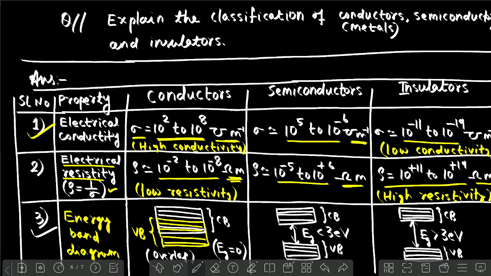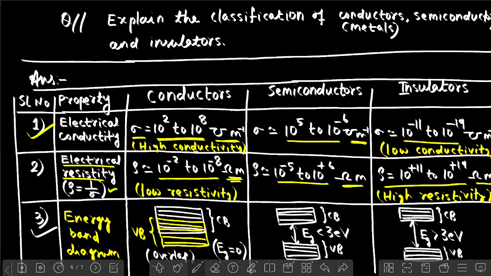Only the third point: conductor, semiconductor, insulator, you do the pictures. That is the energy band diagram explanation. And remember, there are no electrons in the conduction band in insulators. At normal temperature, it will not be there.